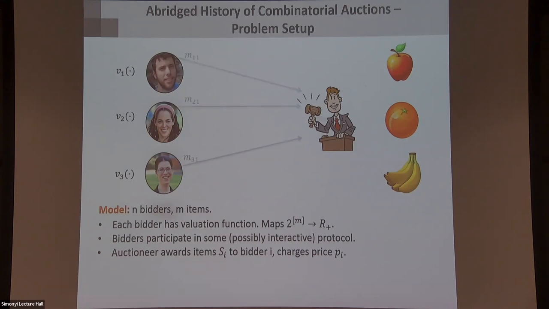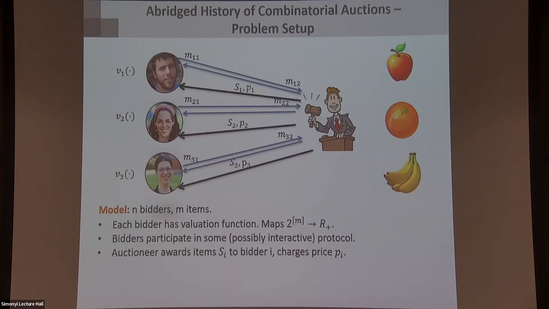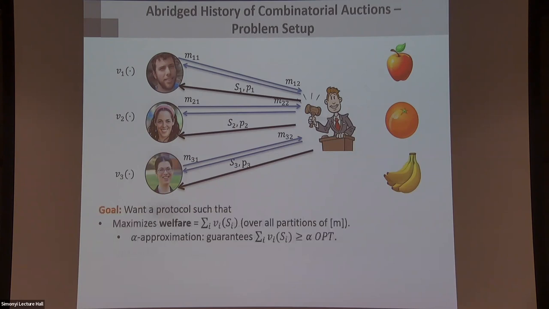The bidders participate in some possibly interactive protocol with the designer. They send messages, and the designer asks some questions. Then at the end of this protocol, the auctioneer gives every bidder some set. They should partition the items, so they should not overlap. They don't have to award all items. And if the auctioneer wants to, they can charge prices.